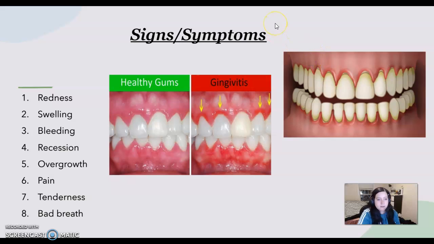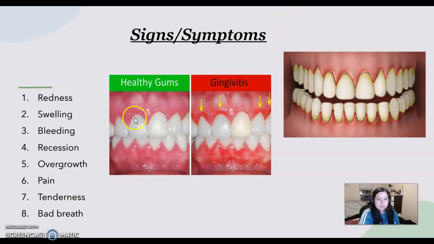So the signs and symptoms. Gingivitis typically has some redness, swelling, bleeding, especially when you're brushing or flossing your teeth. You can have recession where you see the roots of your teeth, or overgrowth where the gingiva is so swollen that it kind of starts to cover your teeth. You could also have pain and tenderness and even bad breath.